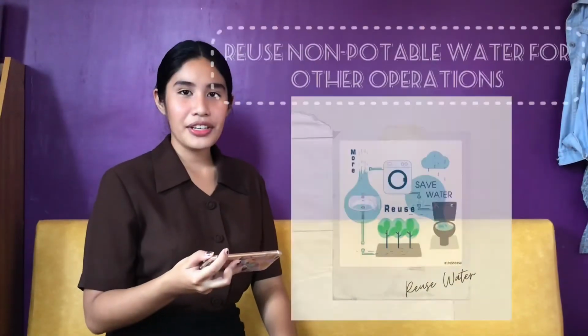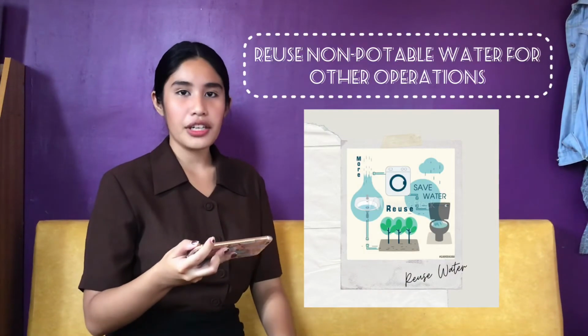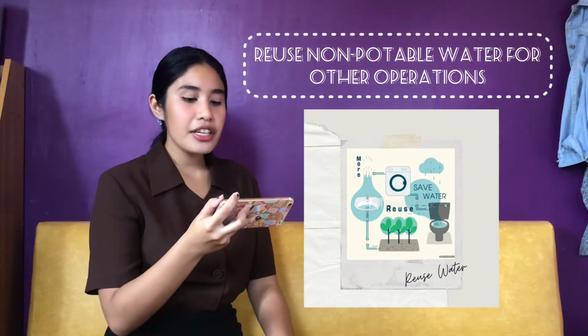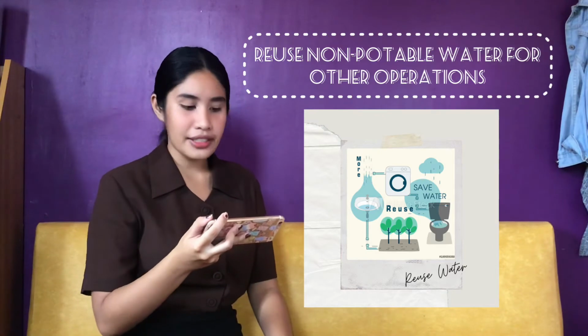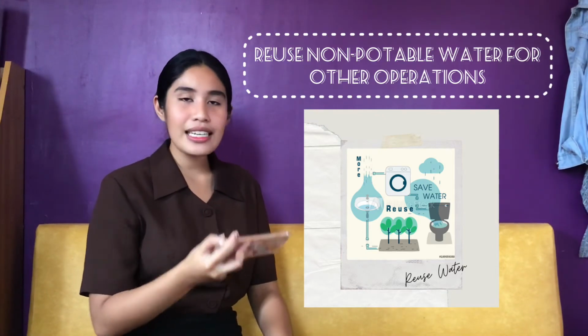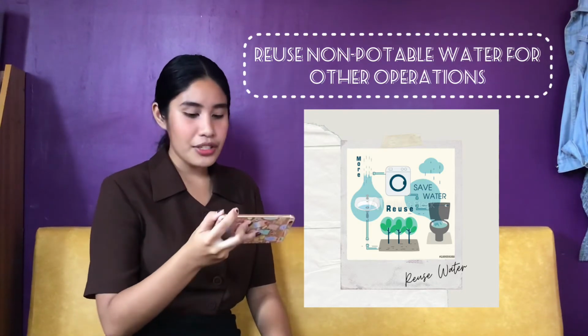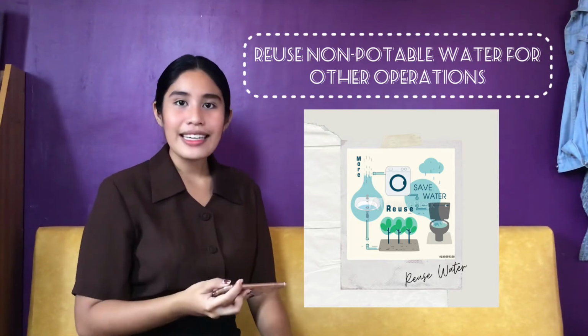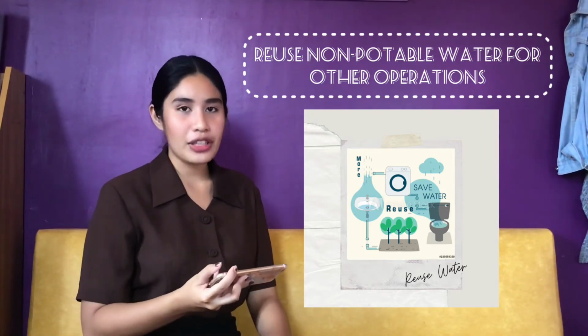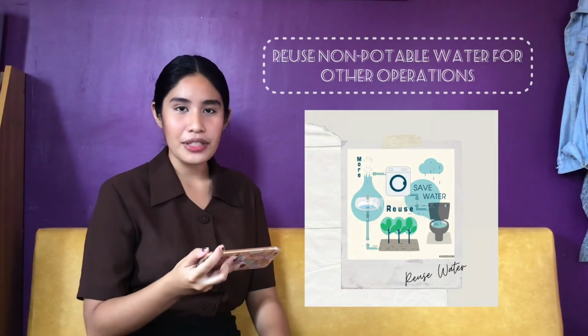First is to reuse non-potable water for other operations. If there is water left over from one sector of an operation, this can still be reused for another purpose. An example is the water used for cleaning, which can still be filtered and used for landscaping and cooling towers.